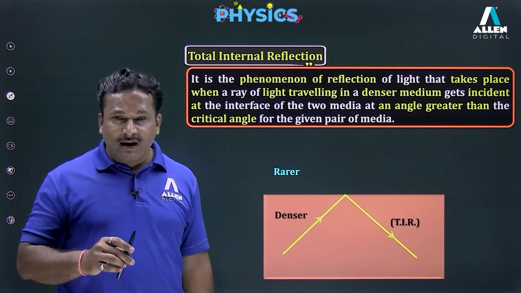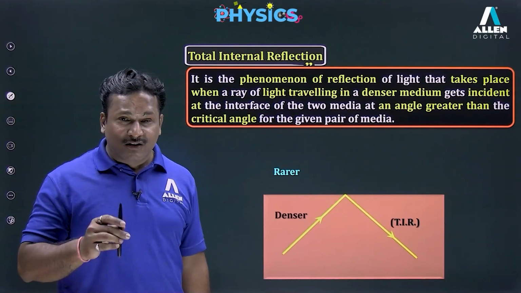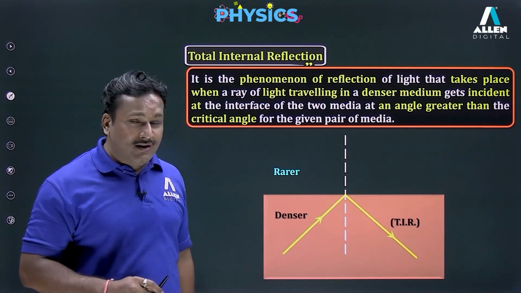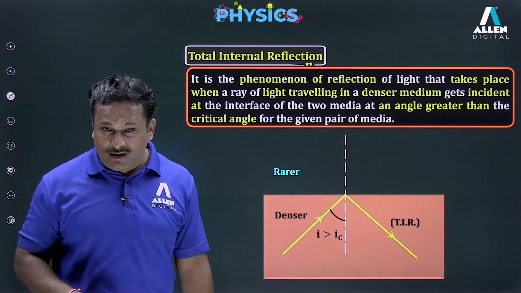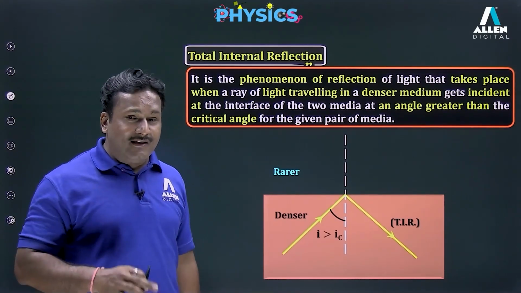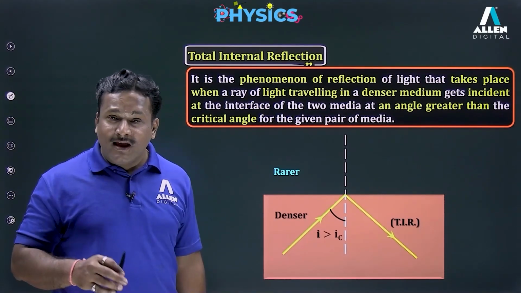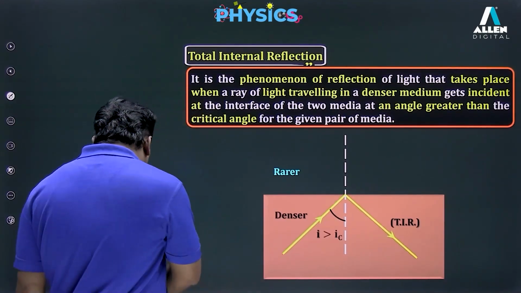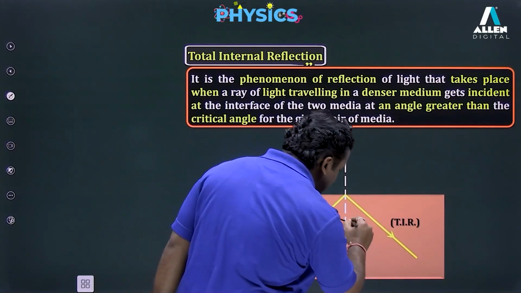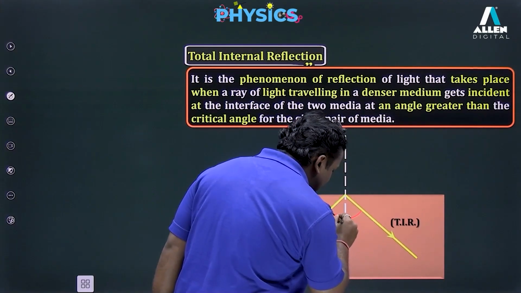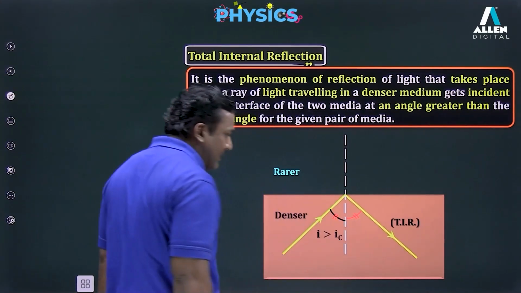The total internal reflection. Here you can see the must condition is that the angle of incidence should be greater than the critical angle. In that case, TIR will take place, and after that it will follow the simple laws of reflection. Here, the angle of incidence will be equal to the angle of reflection.